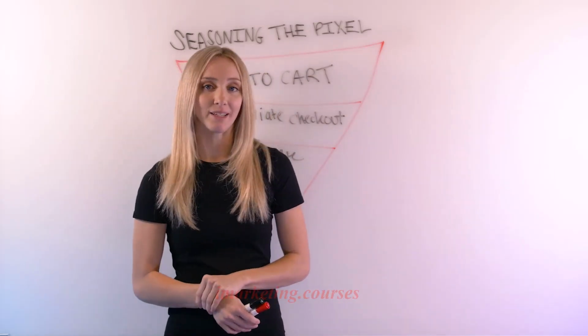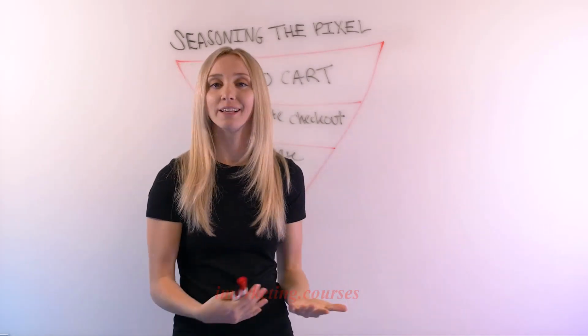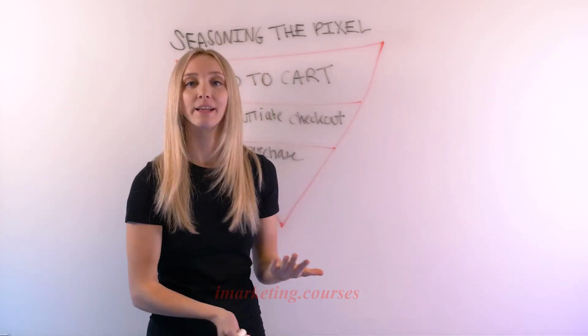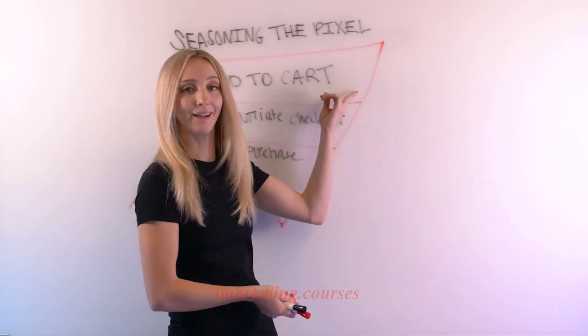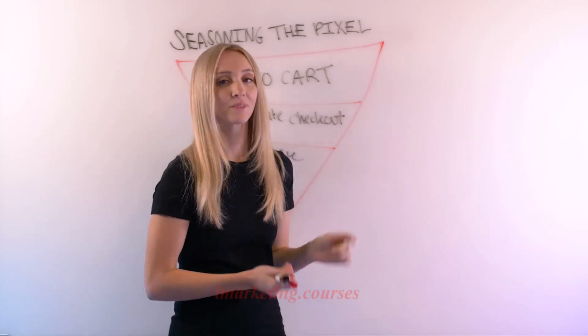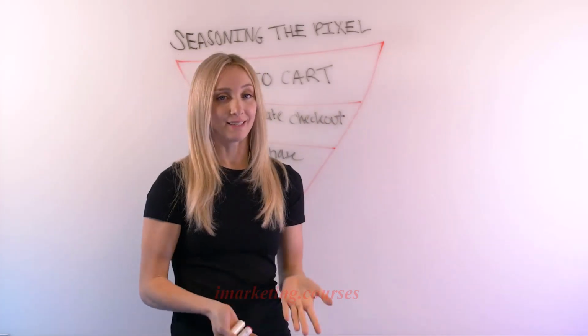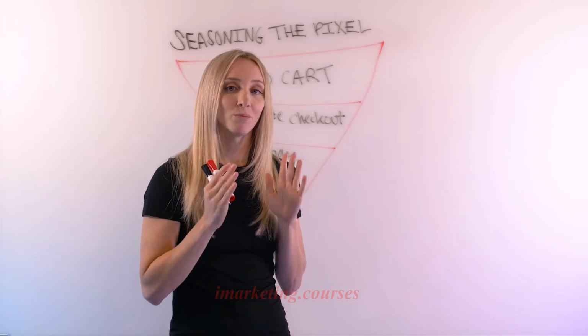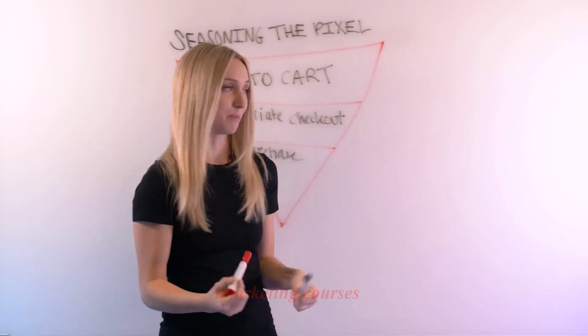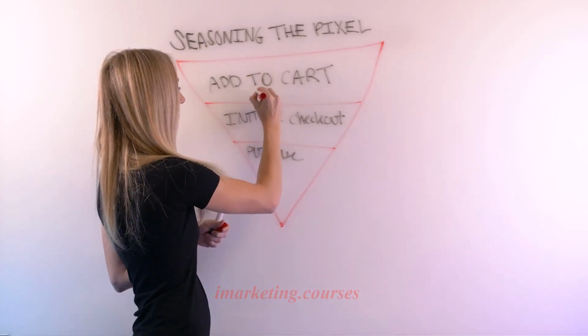And I usually start with just one or two ad sets in my ad account. I'm usually optimizing towards an interest audience or a lookalike or a very broad audience, but the most important thing is that I'm optimizing for add to cart. So what do I mean by seasoning the pixel? The most important thing to remember when seasoning the pixel is the rule of 50.